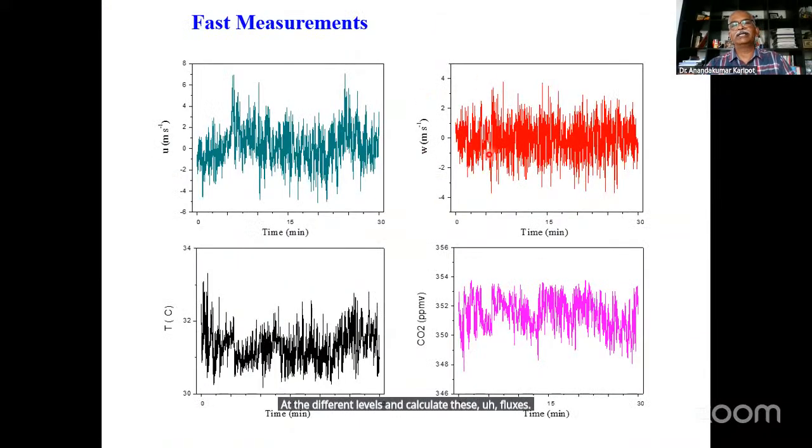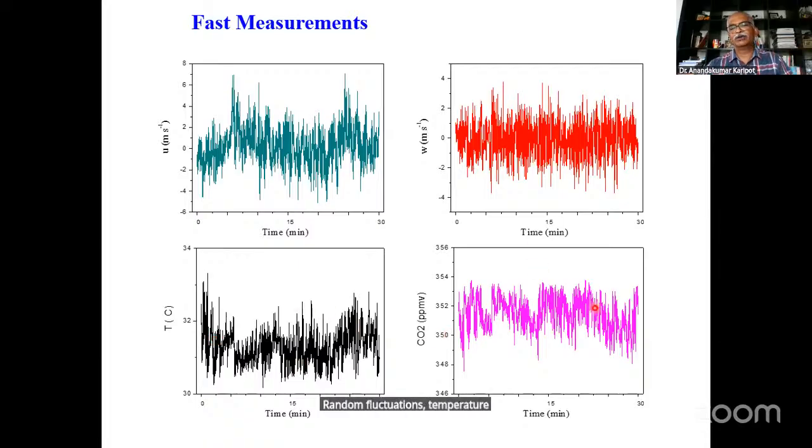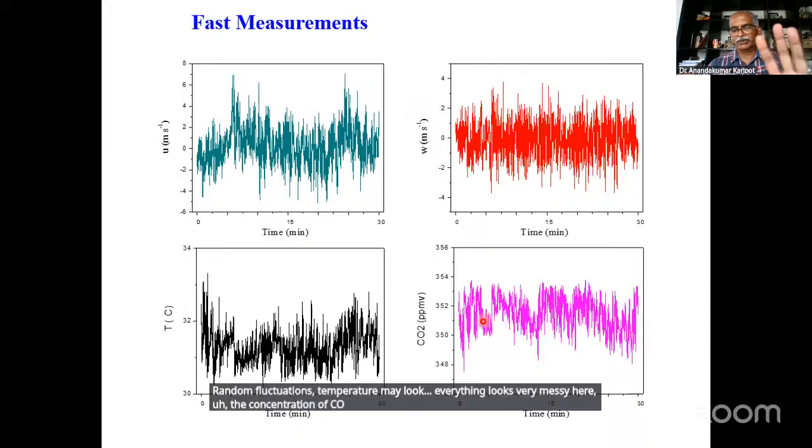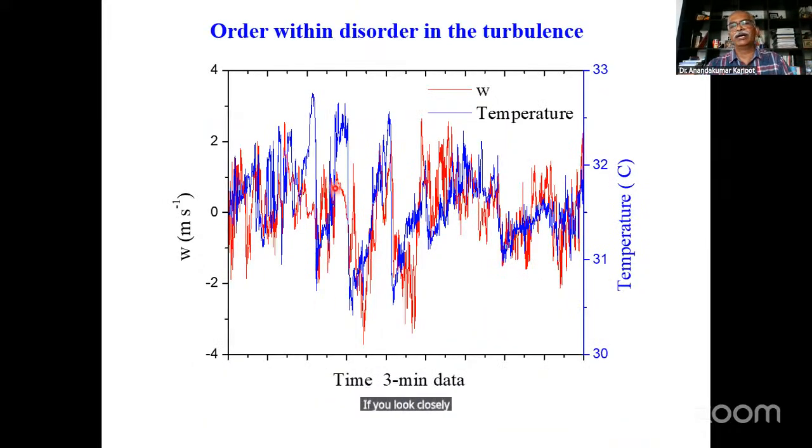This is how the raw data may look. The components U, V, W are shown here, just random fluctuations, and temperature may look the same. Everything looks very messy here. The concentration of CO2, that's how the raw data looked, but then if you look closely, put W and the temperature together, you see that there is some order.